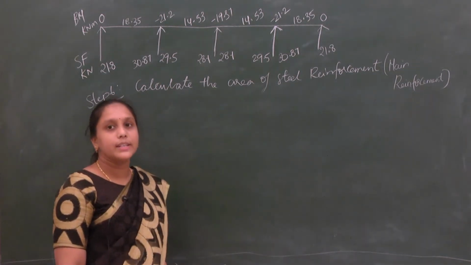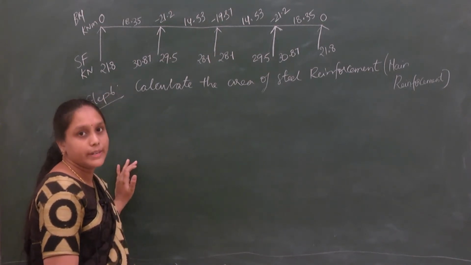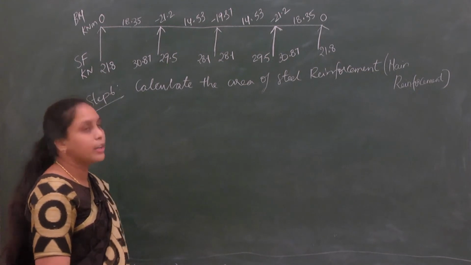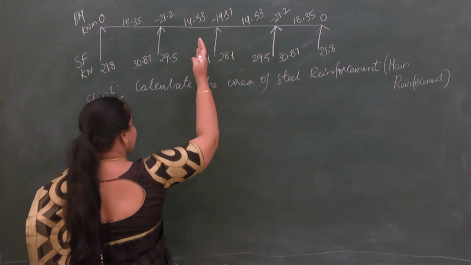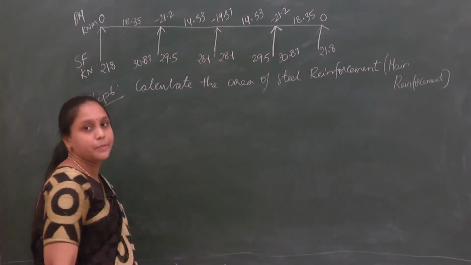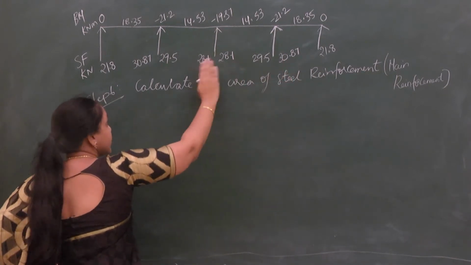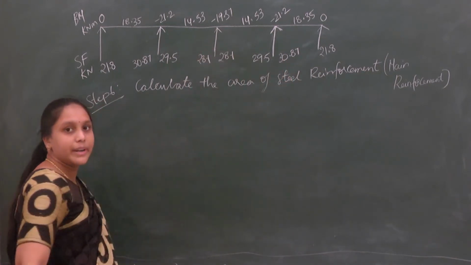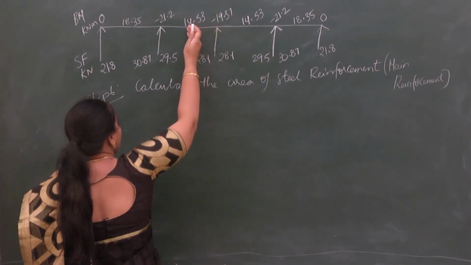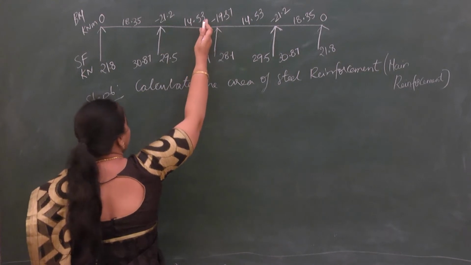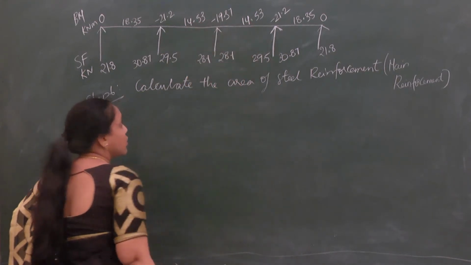Now we have calculated the area of steel required for the bending moment at the center of the end span. Now let us calculate the area of steel required for the bending moment which is at the center of the intermediate span. So this is going to be our end span, this will be our end span. Then what are these spans? These spans are the intermediate spans. So at the center of the intermediate span, the bending moment is 14.53 kilonewton meter, and here also it is the same, that is 14.53 kilonewton meter.